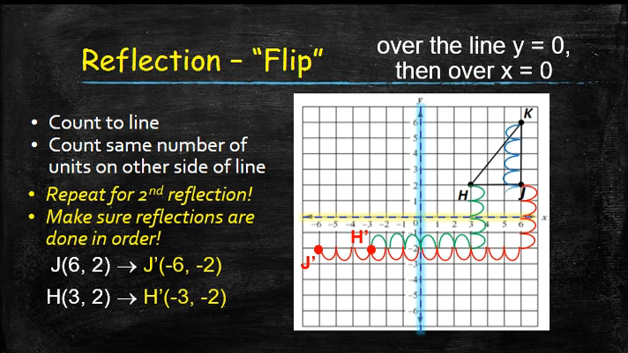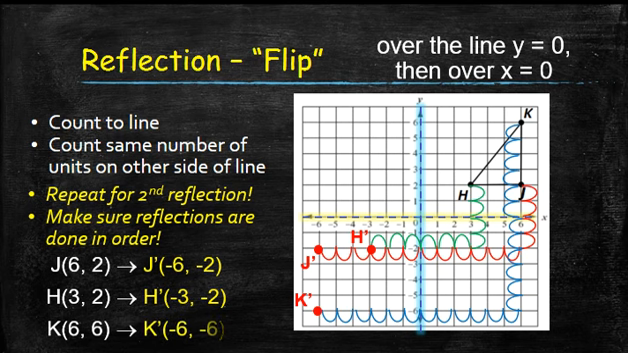Once again for K, count to y equals 0, count on the other side, then count to the line x equals 0, and to the other side. So we have K prime at negative 6, negative 6. We draw our triangle, and we see that our triangle flipped over the line y equals 0, and then again over the line x equals 0.